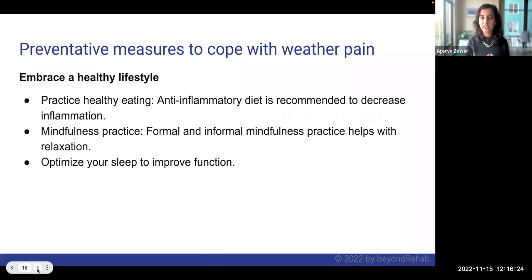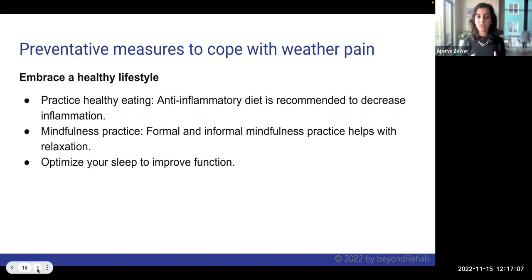So one of the effective ways to cope with weather-associated pain, in general, it's for everything, right? Embrace a healthy lifestyle. So really look into healthy eating. It's recommended that an anti-inflammatory diet is beneficial to decrease the inflammation. It comprises a decrease in gluten intake, decrease in dairy, decrease in sugar, and processed food. I know it's too broad, but if it's of interest to you, I'll definitely suggest looking into it more. And if you want to connect with a nutritionist who is more proficient in advising and recommending, do that. It plays a key role.